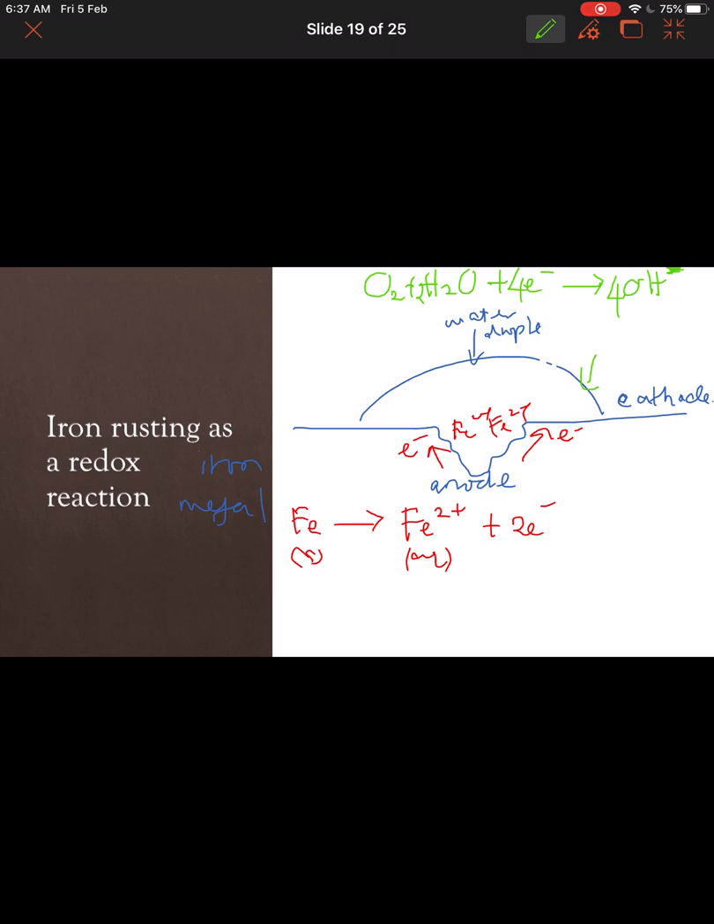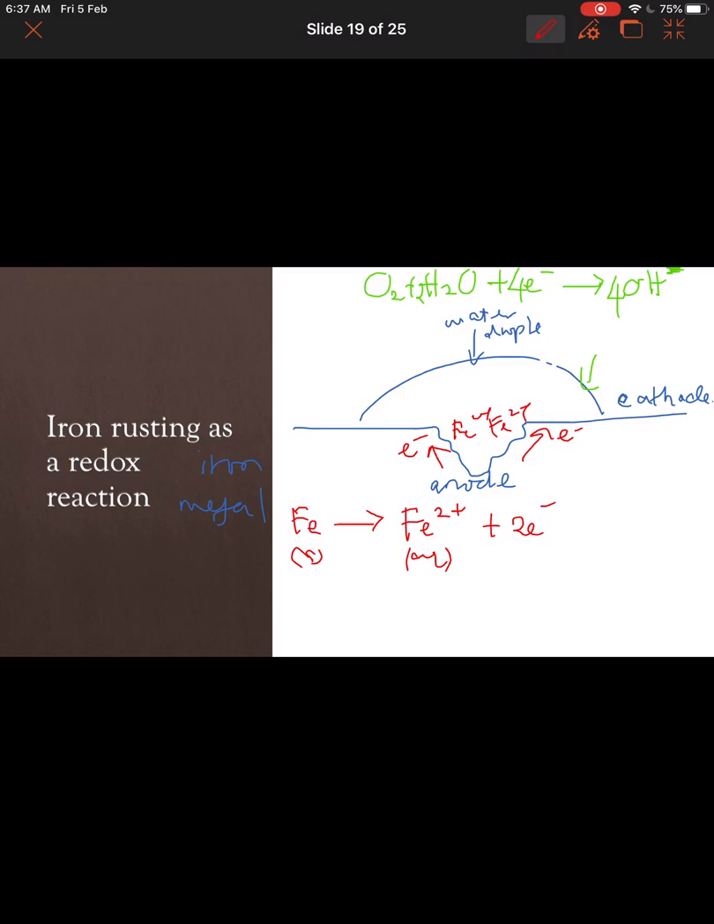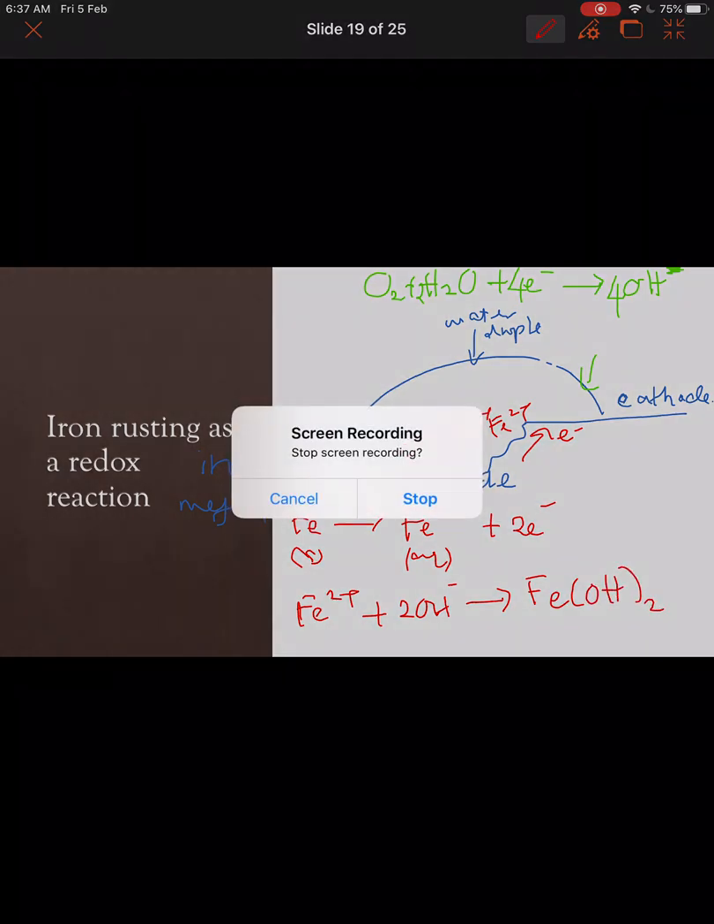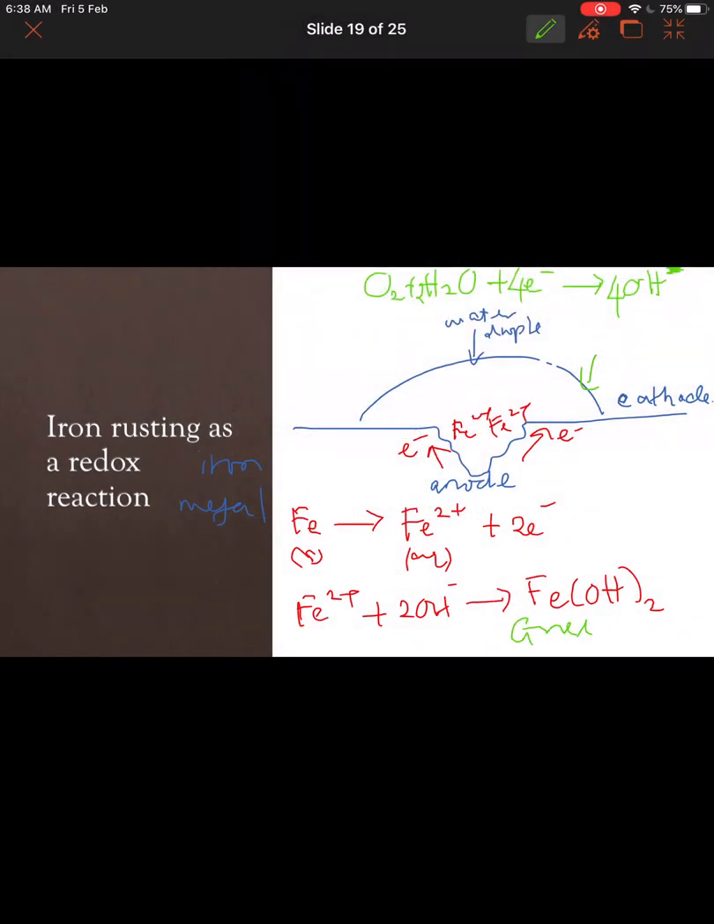Hydroxide yang terhasil ini akan bergabung dengan ion. So, saya tulis dulu kat sini apa yang berlaku seterusnya. Fe2 plus dia akan react dengan hydroxide ion tadi tu dan menjadi iron 2 hydroxide. Iron 2 hydroxide ni warna dia hijau, green. So belum berlaku rusting lagi di sini.